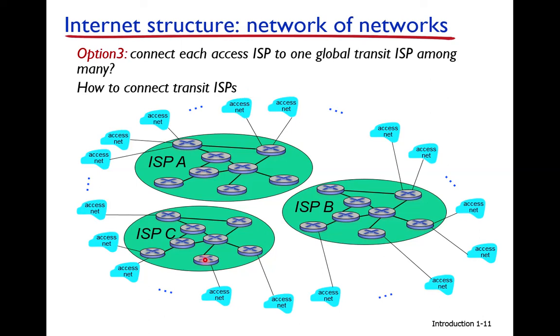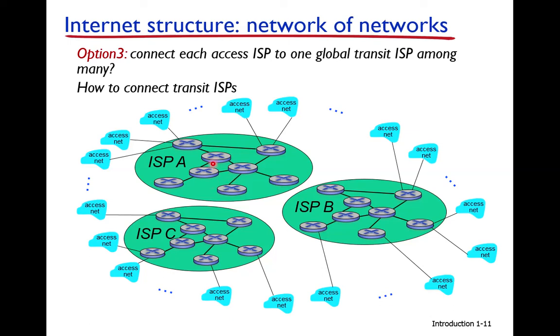These transit ISPs may be operating in different regions. For example, this ISP A is operating in Asia, this one is operating in America, this one is operating in Central Asia. Similarly, there will be others operating in other parts of the world. Okay, so it is feasible.